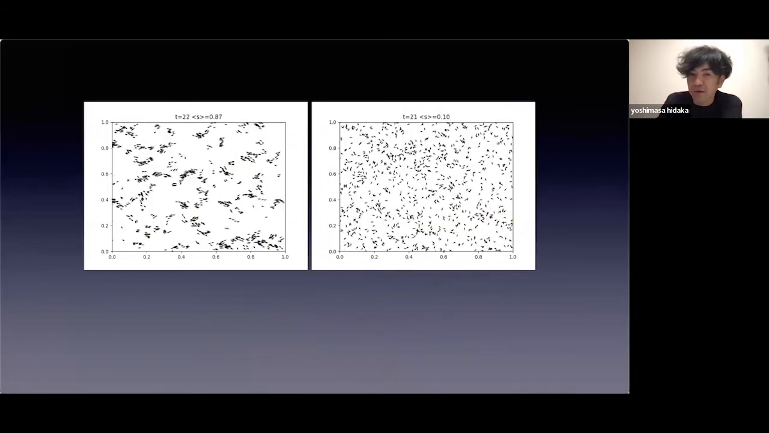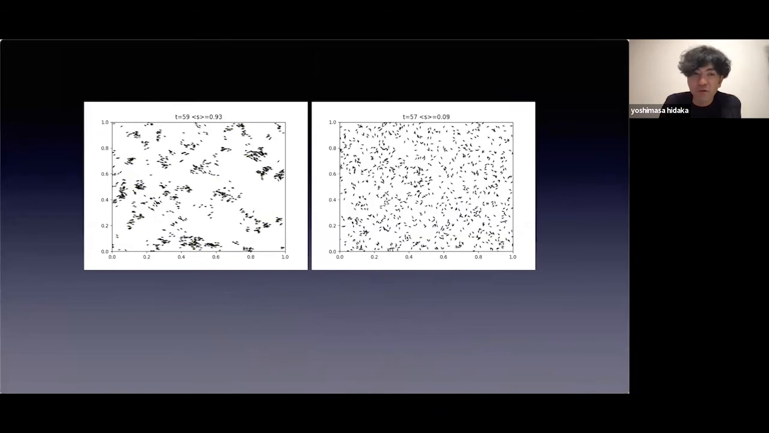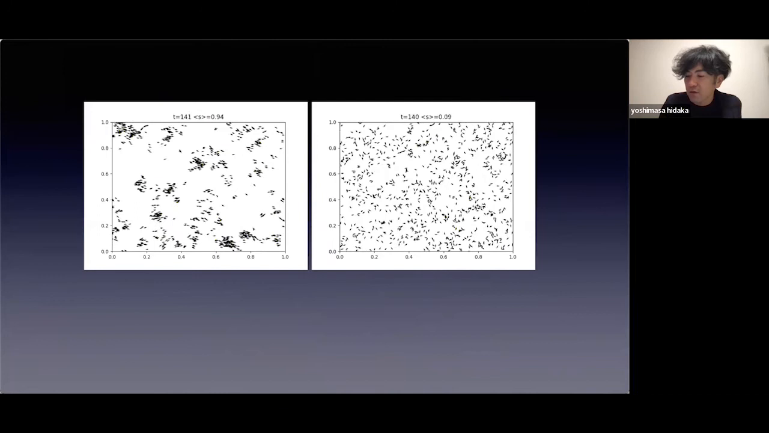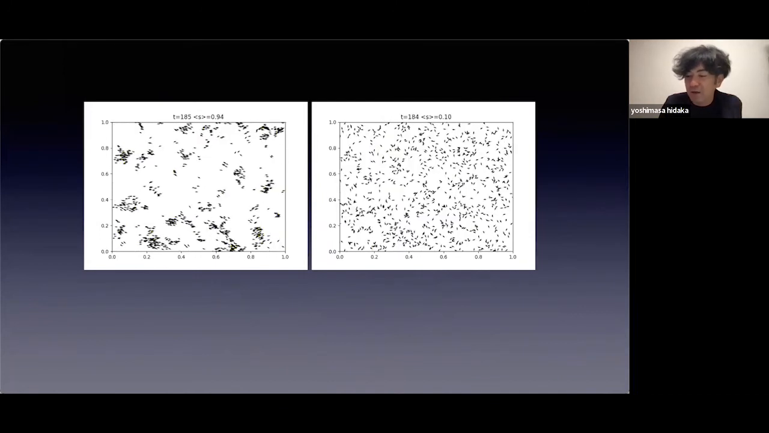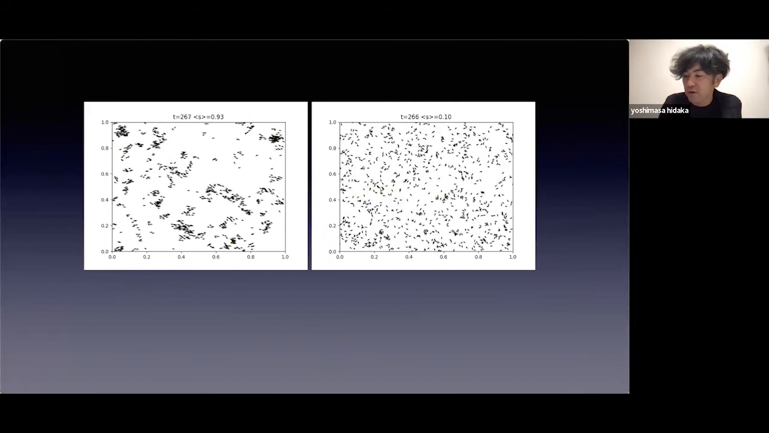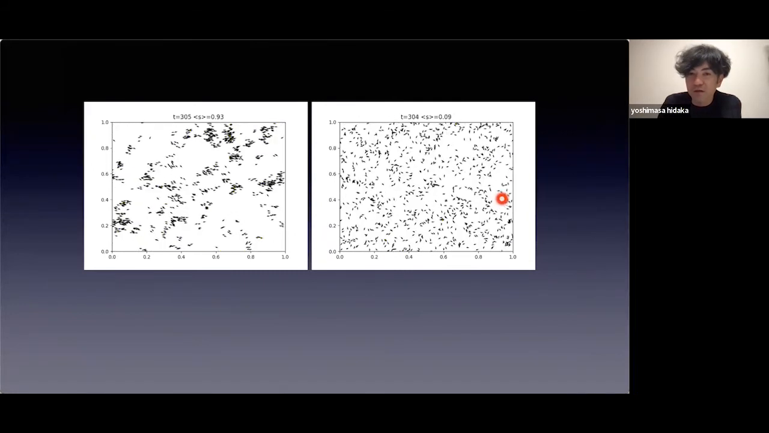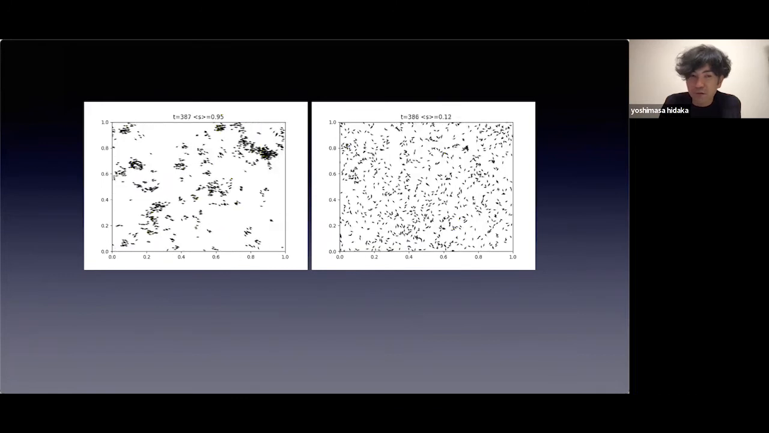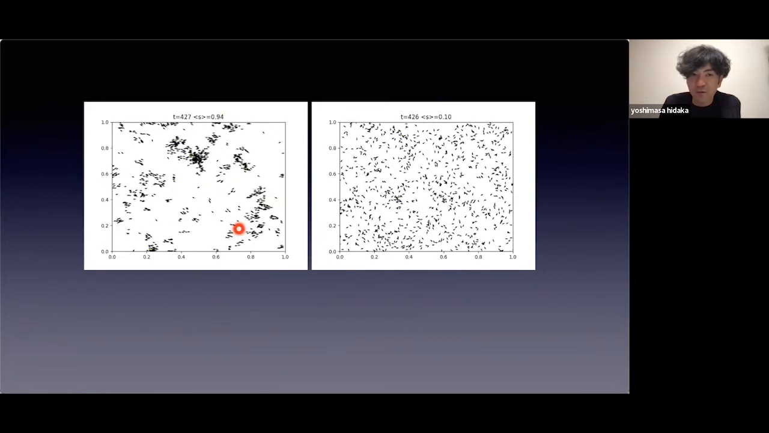So here is some simulation example. This is the disordered phase. Some parameter is different, the noise parameter is different. If the noise is strong, then this is the disordered phase. And if the noise is small, then you can see some ordered phase.